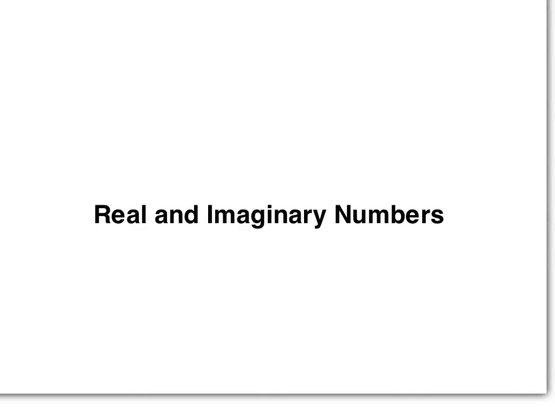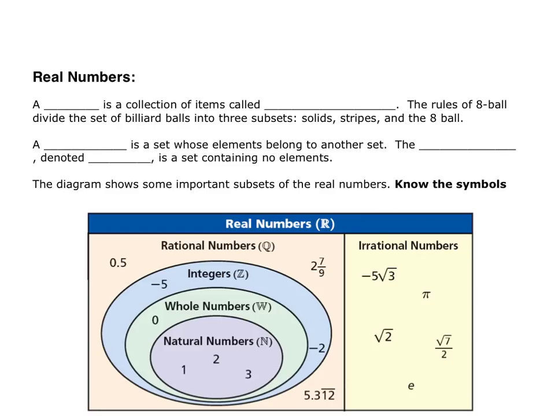In this lesson, we are going to look at real and imaginary numbers. A set is a collection of items called elements. The rules of 8-ball divide the set of billiard balls into 3 subsets: solids, stripes, and the 8-ball.